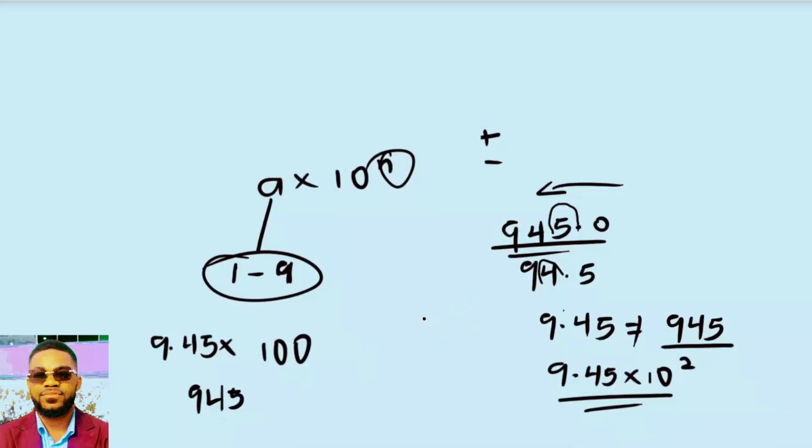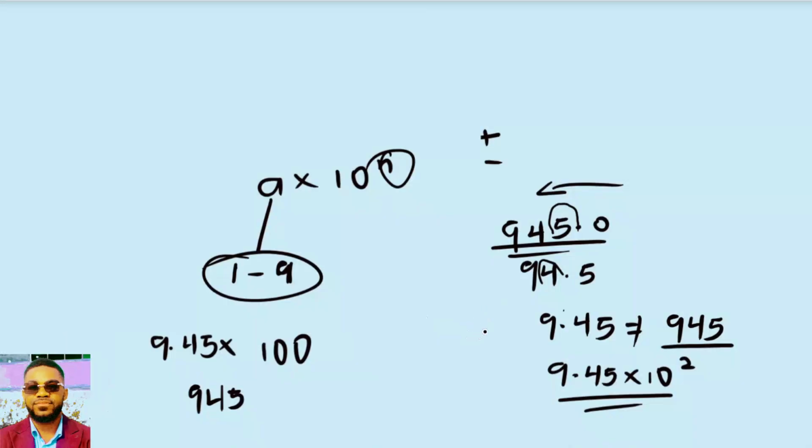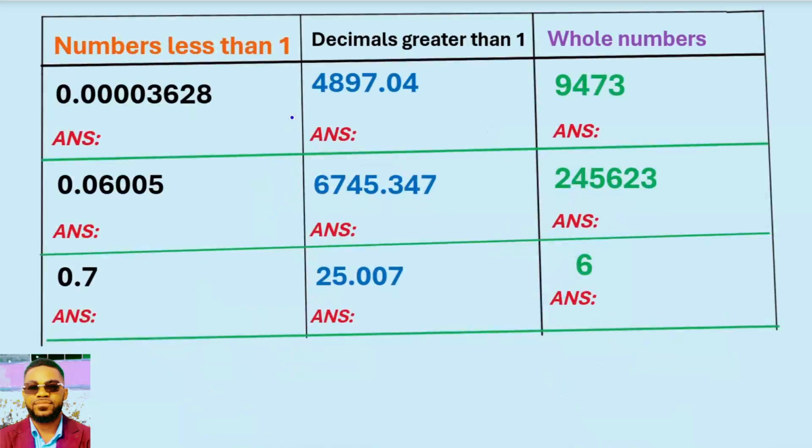Now we have more examples here to answer. So let's shift down to answer the questions. And after that, we have some past questions from 2020 to 2026 that we are also going to answer. So that's the table with the questions or the numbers here. We're going to write all these numbers in standard form. So you see, these are numbers less than 1, and these are decimals greater than 1, and whole numbers here. You have all the different kinds of numbers that you can meet in any exam that you sit for.